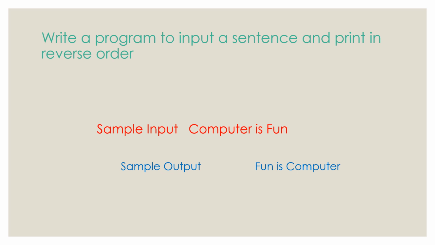Sample input: computer is fun, and sample output is: fun is computer. We will discuss in this program two types of reverse. First, how to reverse just like the example given here, and one more type we will discuss at the end, which will help you, and that question also was there in the board exam.